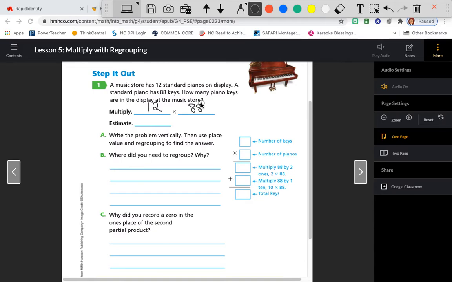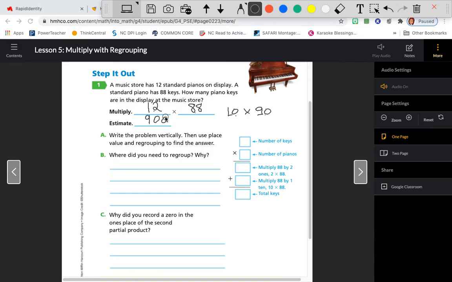So we need to estimate. What we're going to do here is round these two factors to the closest 10. So here we have 12, and we can say that it's closer to 10. And then we have 88, and that's closer to 90. So now if I multiply, let's go back to your basic fact. 1 times 9 is 9, and we have 2 zeros. So my estimate would be 900. My number has to be close to 900.